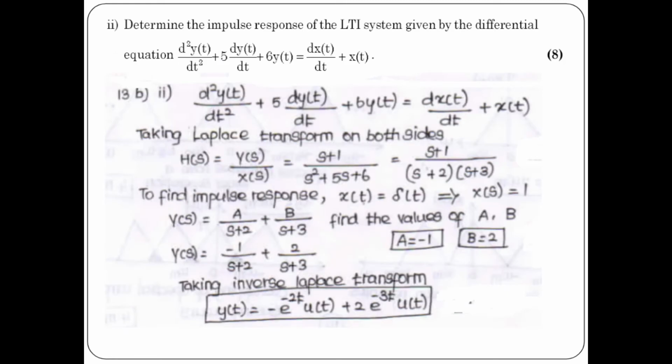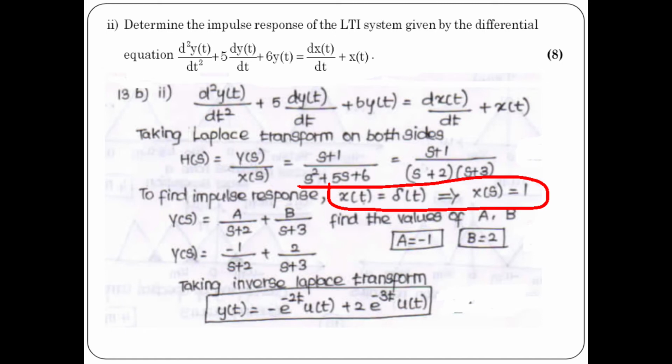The next question is: determine the impulse response of the LTI system given by the differential equation. Impulse response is nothing but the response when the input x(t) is equal to delta(t). To find the impulse response, we have to consider x(t) equal to delta(t) as input. Taking Laplace, this will give X(s) is equal to 1.